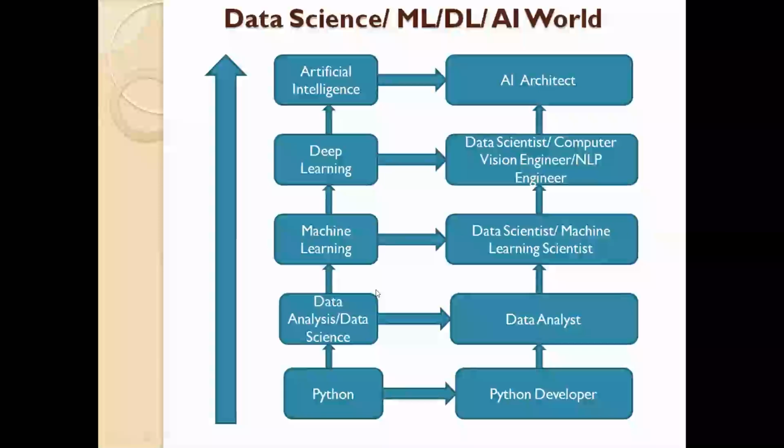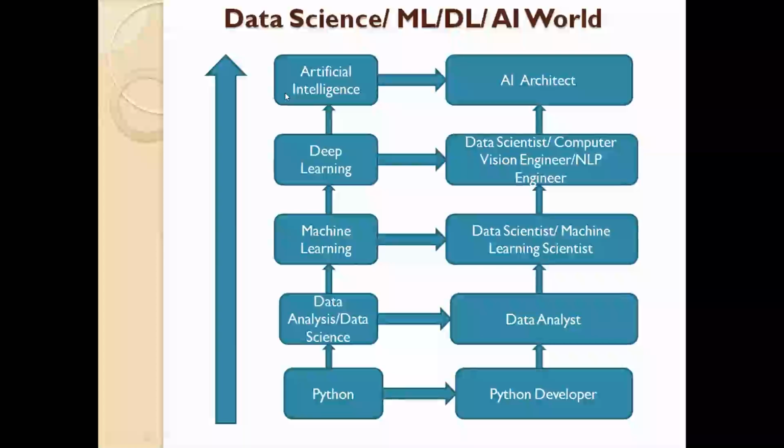The person who is able to do this task in the company is called either a machine learning scientist or a data scientist. It depends on the company. But there are certain drawbacks of machine learning that we are going to discuss today, and then we are going to deep learning.